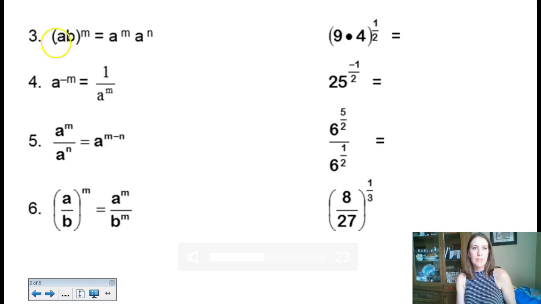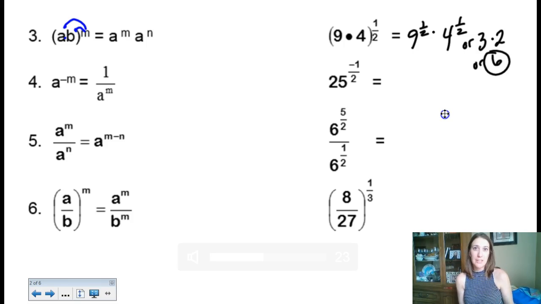Right, this next example is if you have two bases being multiplied together inside of a set of parentheses, this is the only time you're allowed to distribute an exponent, so it can go to each of the bases. So in this case, this property would say 9 to the 1/2 power, times 4 to the 1/2 power. Now we're going to learn in the follow-up part of this lesson that 1/2 power is the same thing as the square root. So square rooting 9 is the same thing as a 3. Square rooting 4 is the same thing as a 2. So we could take this answer all the way down to an equivalent answer of 6.